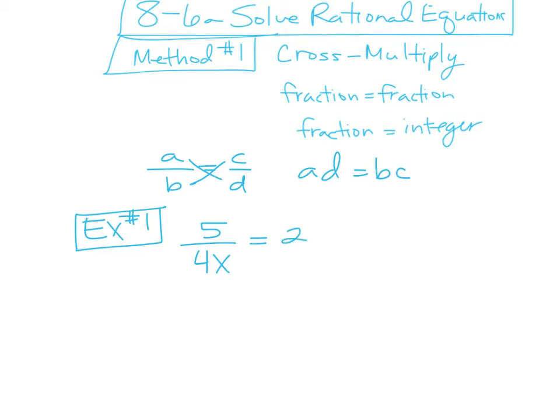Now a lot of people look at that and they go, I can't cross multiply that. I don't have two fractions to do the cross multiplication with. What do you need to do to make it two fractions? Put it over 1. So if I make this 2 over 1, now I can cross multiply. So I would get 5 equals 4x times 2 is 8x, and then divide by 8 on both sides. So I get x equals 5/8.